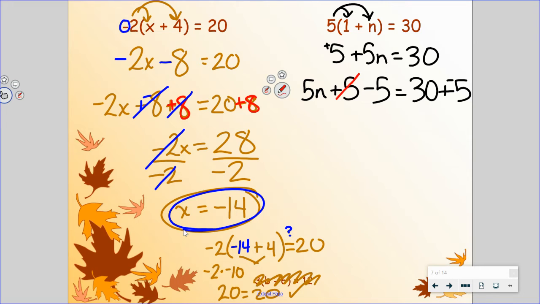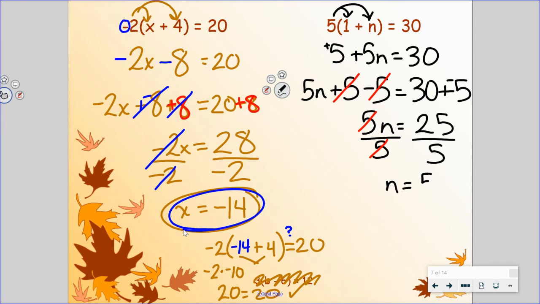Meanwhile, as you can imagine, 5 and negative 5 cancel out, leaving us with 5 envelopes of money equaling $25, but we want to know what a single envelope is. So let's go ahead and split that up into 5 groups. 5/5 leaves us 25/5.